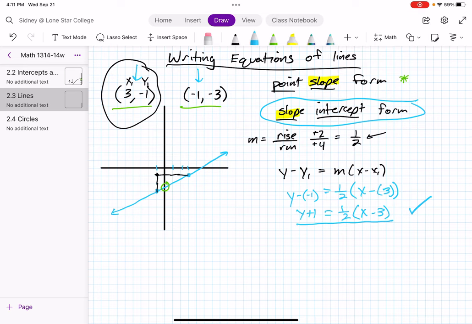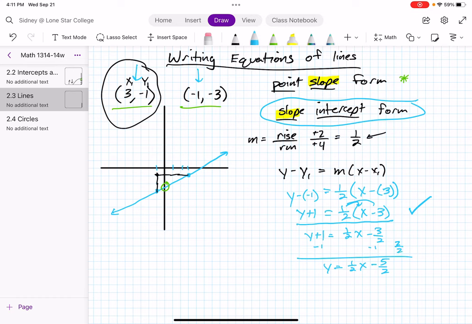From point-slope form, all you have to do then is simply clean this up. And by cleaning it up, like I did in the previous video, we're just going to move stuff around to make it into slope-intercept form. So I'm going to distribute, and I get 1/2 x minus 3/2. And I'm going to subtract 1 from both sides, and I get y equals 1/2 x minus 5/2.